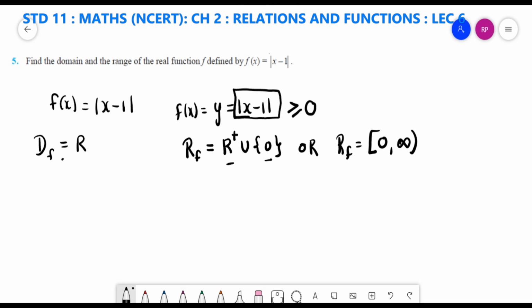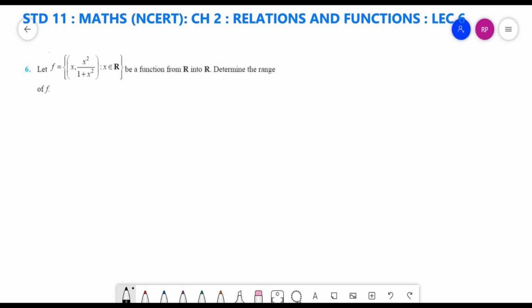Now let's move to question number 6. Let f: R to R, f of x equal to x square upon 1 plus x square, x belongs to R, be a function from R into R. Determine the range of f. Remember, when I am writing like this, a, b, that means b is equal to f of a, which means this is the value of the domain and this is the function of a.